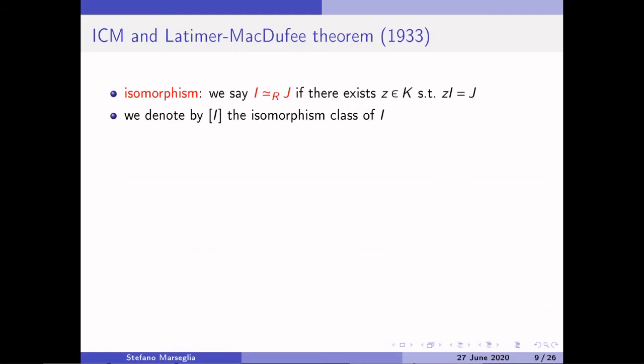Another equivalent way to say that two ideals are isomorphic is to ask that one is equal to the other times a principal ideal. In particular, this will be the principal ideal generated by z. So these are all three ways to define exactly the same concept. In this slide, I will use the square bracket notation to denote the isomorphism class of an ideal I.